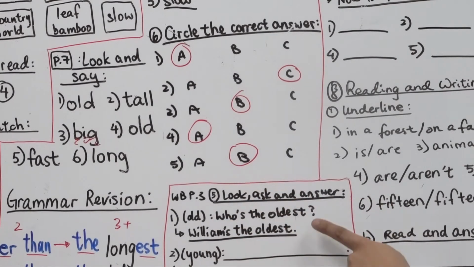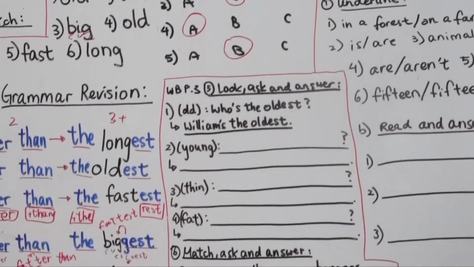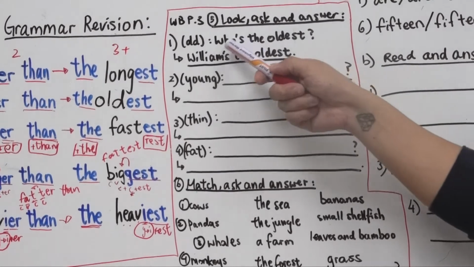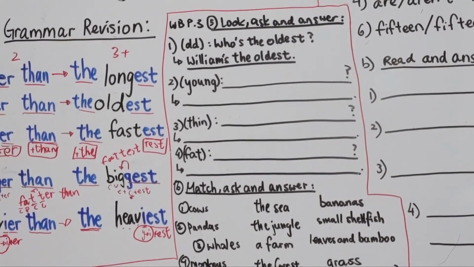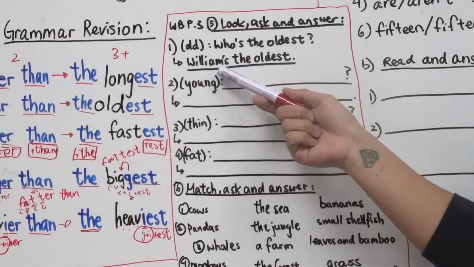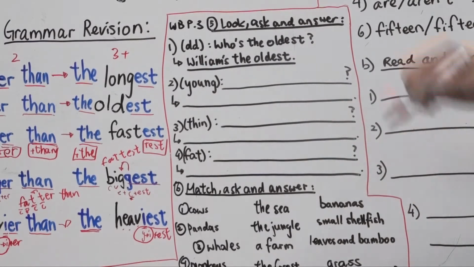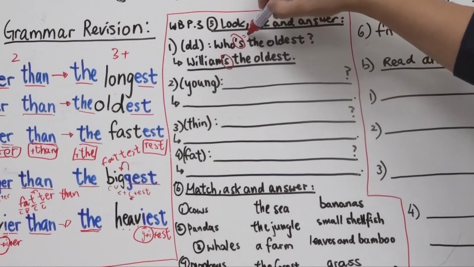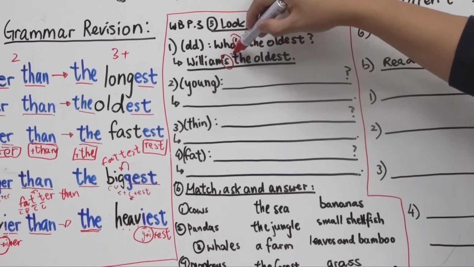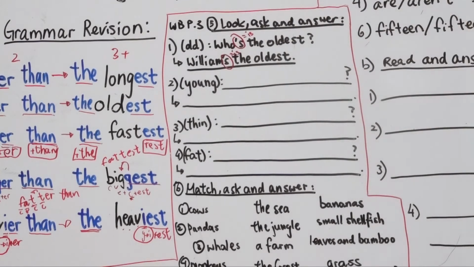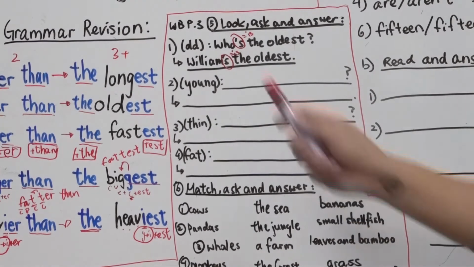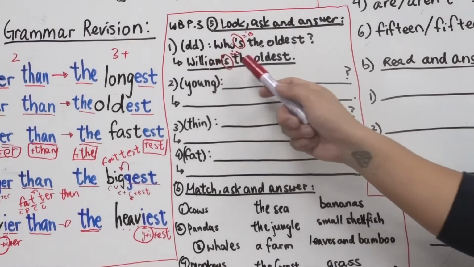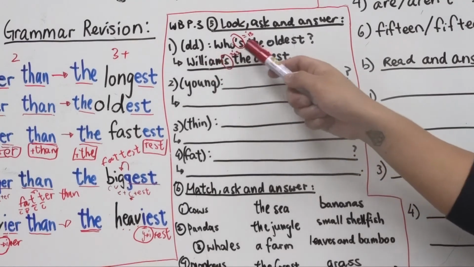Okay, so this part is the same as our whiteboard over here. We have the word old, and the example is already done for you. You have to write down the question, who's the oldest, and then answer your own question. William's the oldest. Apostrophe S means is. So who's the oldest means who is the oldest. William's the oldest means William is the oldest.